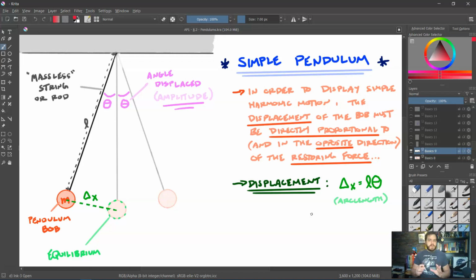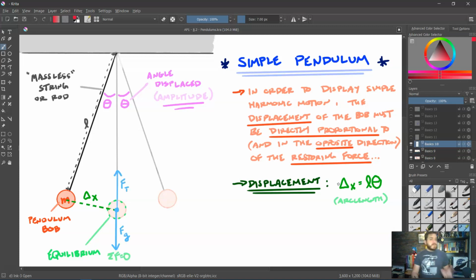Now, one quick note, typically speaking, we don't call the displacement the amplitude for a pendulum. We usually call the angle the amplitude, and that is largely because the angle and the displacement are basically directly proportional to each other. So if we increase the angle, the displacement increases a set amount just based on the length of the pendulum. And then the other piece we need to look at is the restoring force.